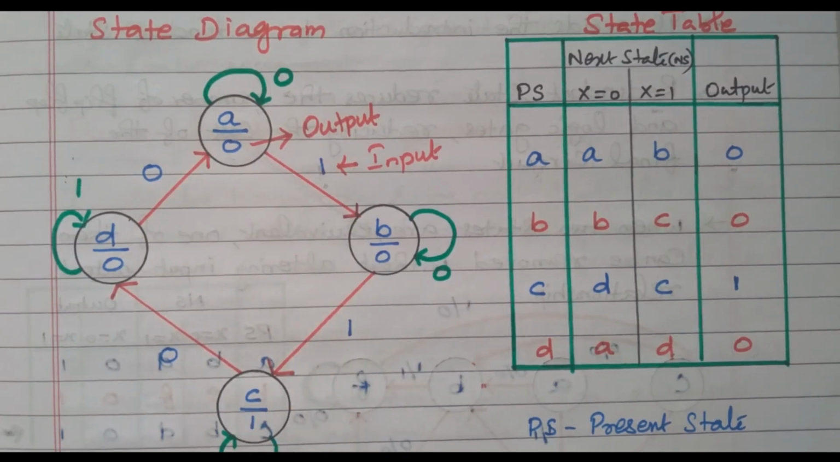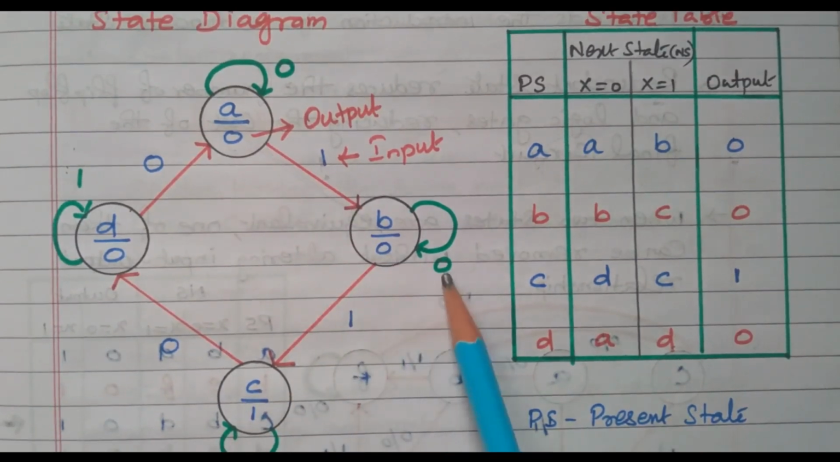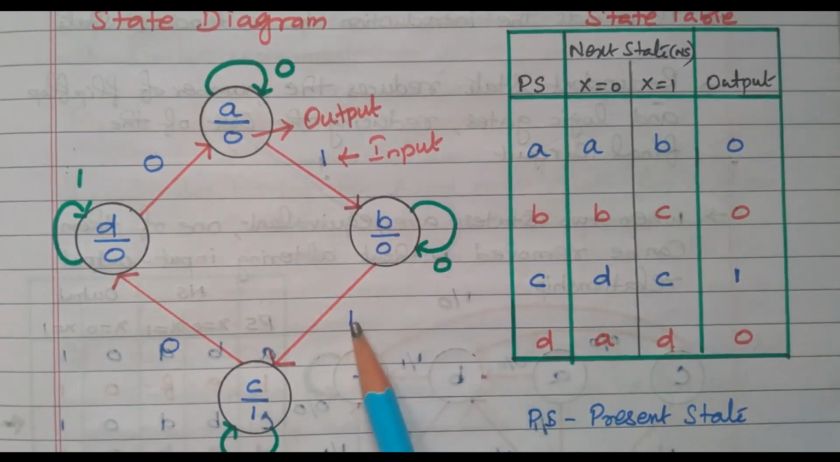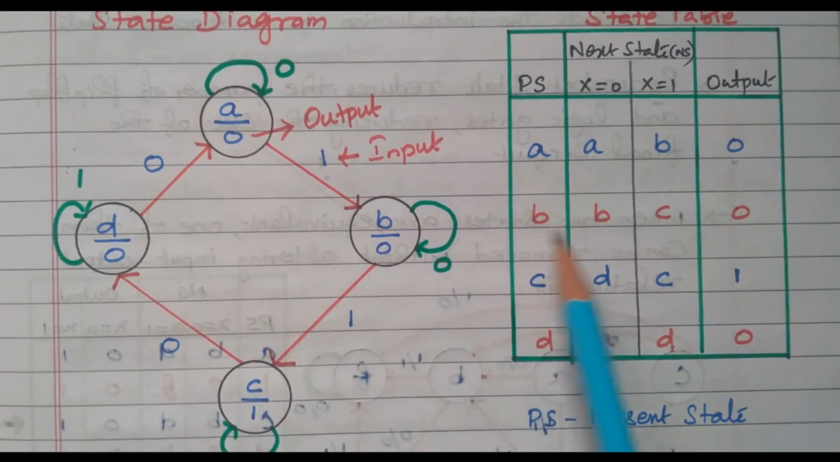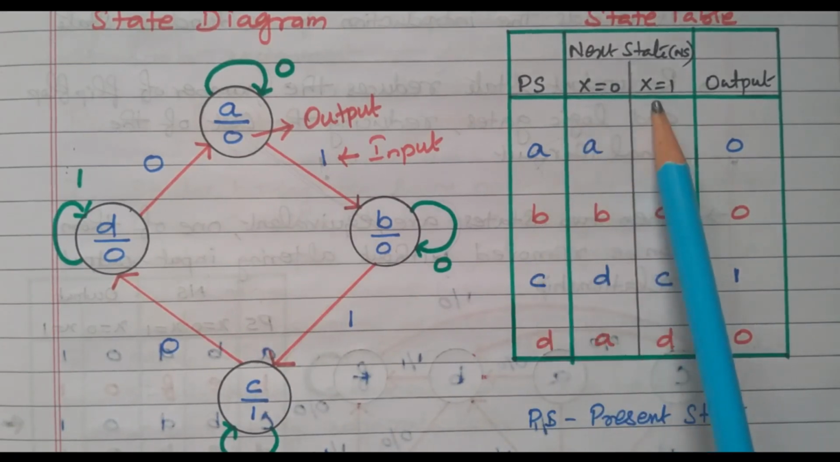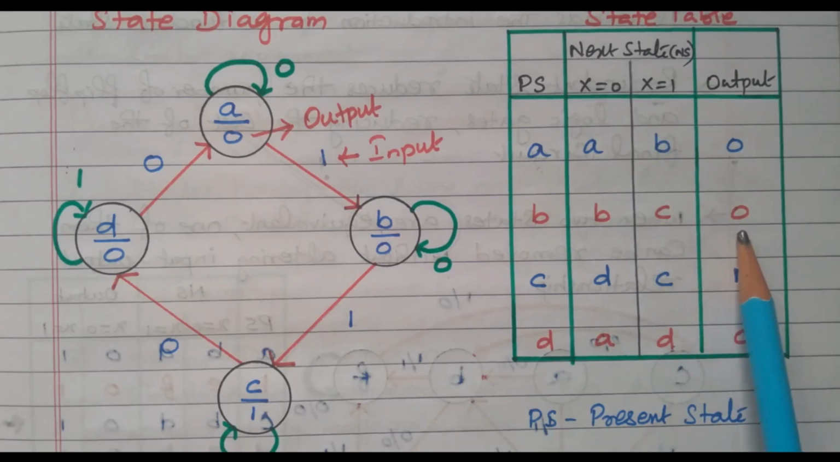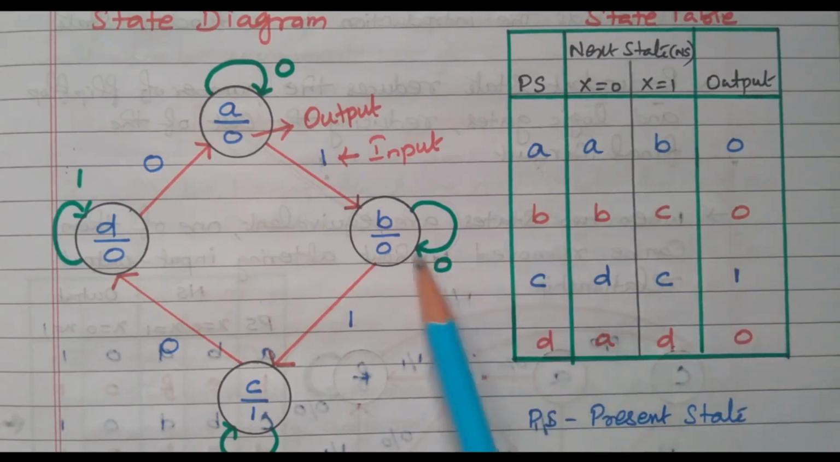Now, we will see the next state, we will take B. Suppose x equal to 0, B goes to B itself, x equal to 1, B goes to C, and in both cases the output is 0. B goes to B when x equal to 0, B goes to C when x equal to 1, both cases the output is 0. That is indicated here.